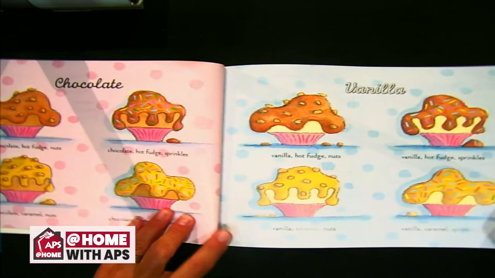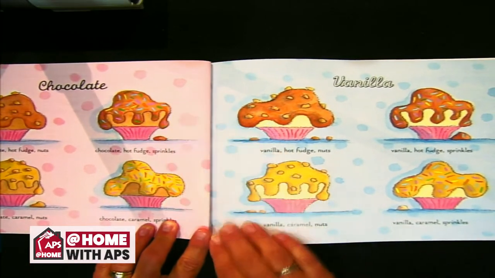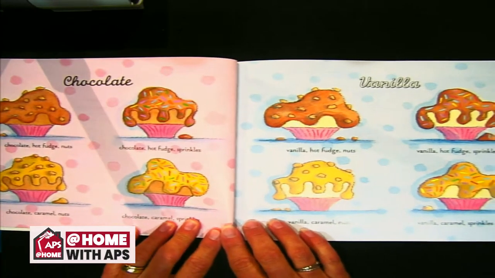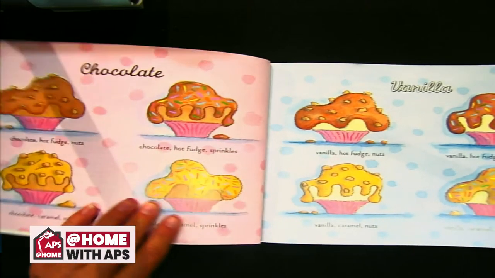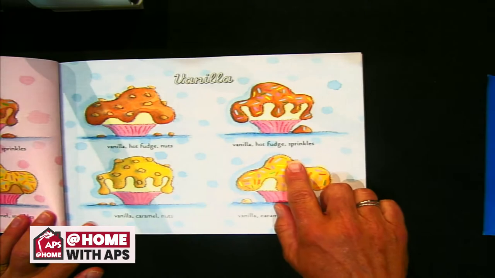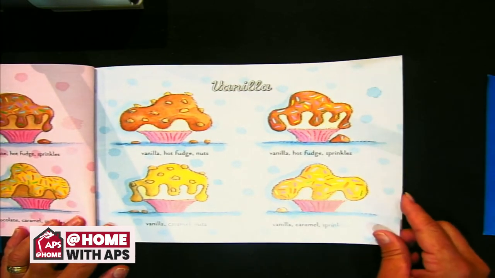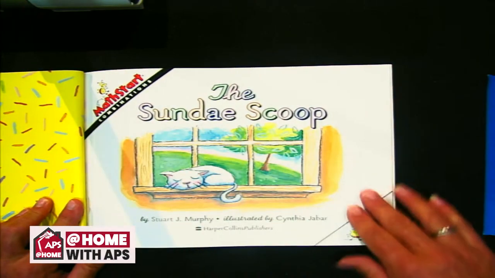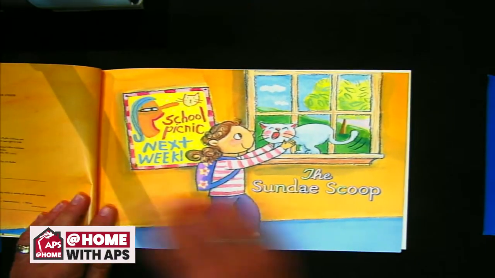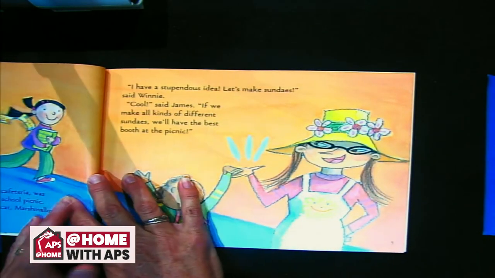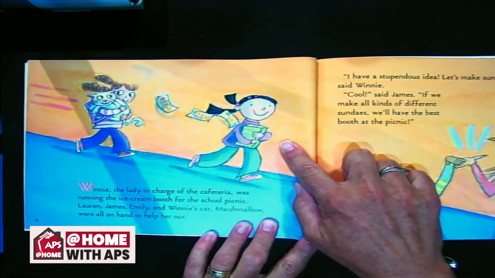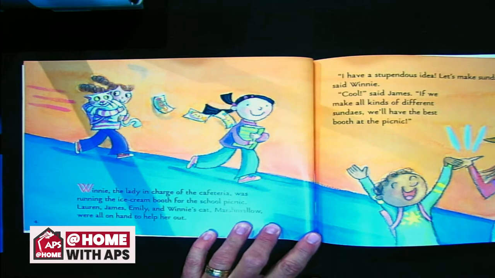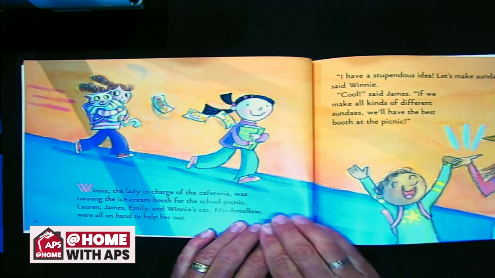Ooh, we get to start by looking at some really yummy looking chocolate sundaes. So many choices. We could have chocolate with different toppings and sauces. We could have vanilla with different toppings and sauces. This story is all about choices for making sundaes in the Sunday Scoop. Winnie, the lady in charge of the cafeteria, was running the ice cream booth for the school picnic. Lauren, James, Emily, and Winnie's cat, Marshmallow, were all on hand to help out.